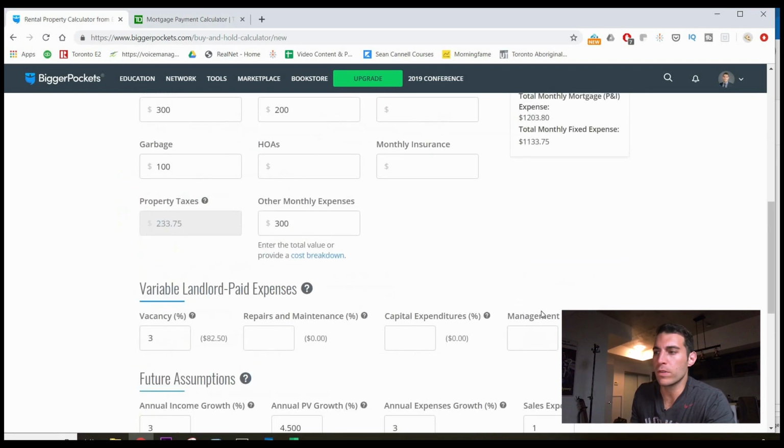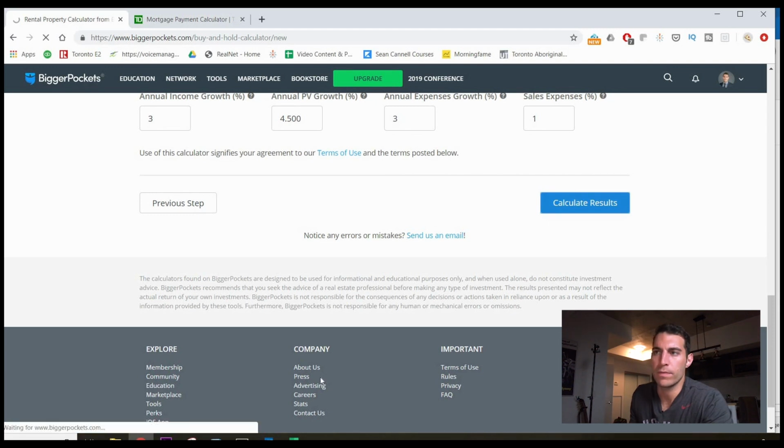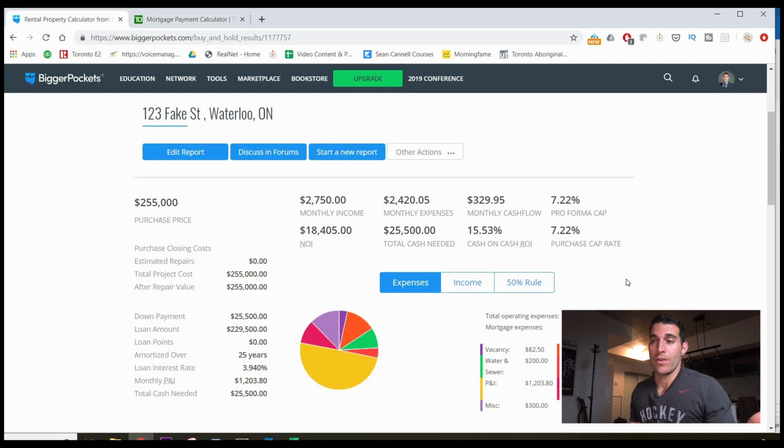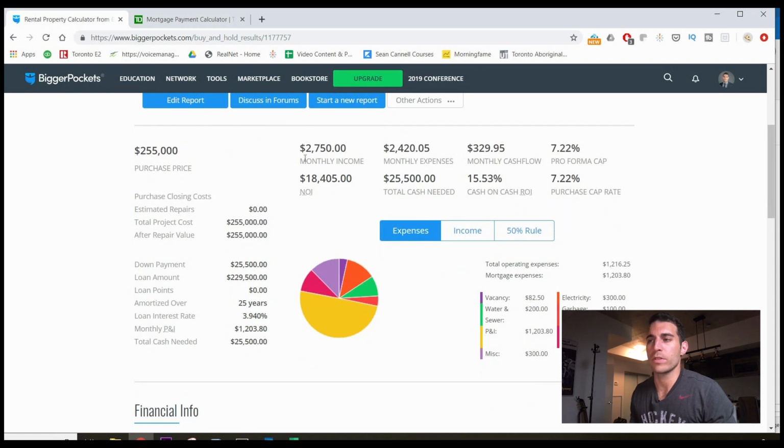Okay, so this is all filled out. Boom, calculate. Okay, so not a bad looking result here. Let's go through this. You have the monthly income, monthly expenses, cash flow, 7.2% cap rate. What is that cap rate? That's just basically the yield. That is your unlevered, without debt, yield for the property.